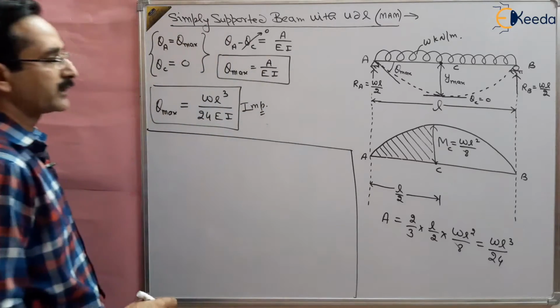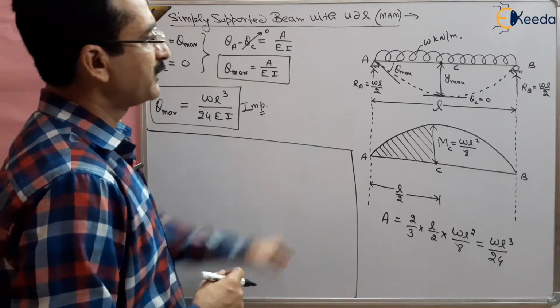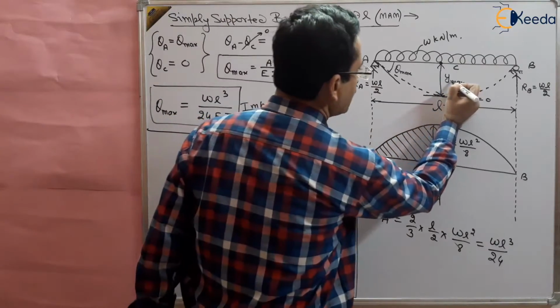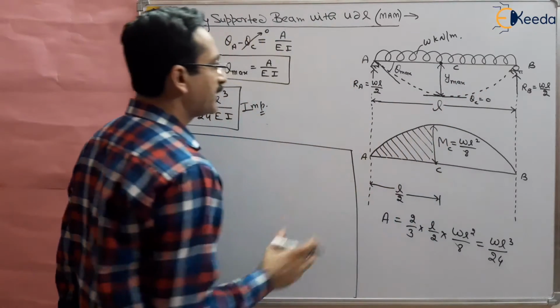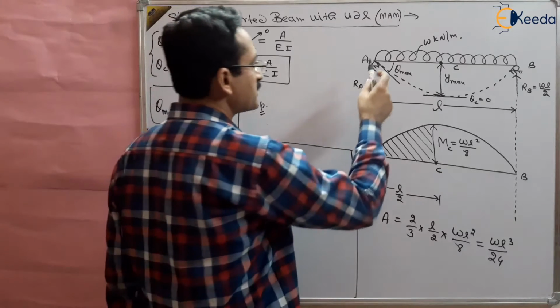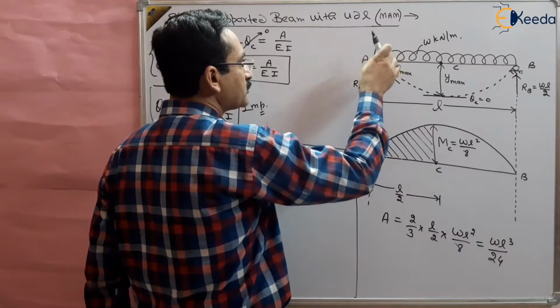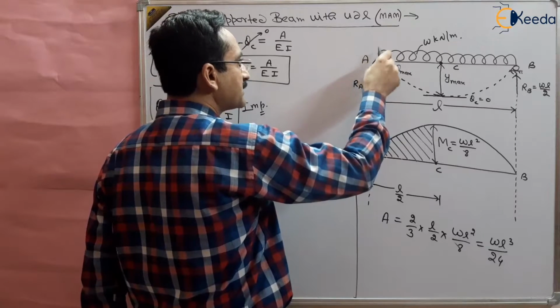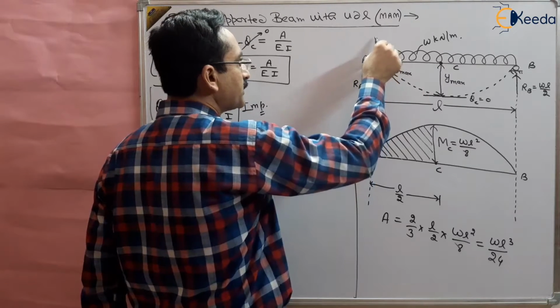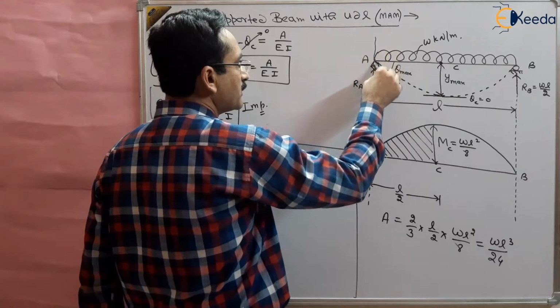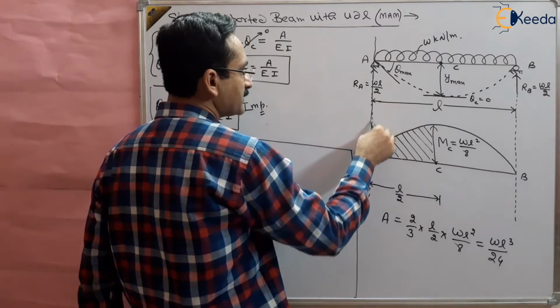Now we want to find out the maximum deflection. Maximum deflection is this y max. If we want to find out the maximum deflection, we have to choose a reference line. Reference lines can be chosen at a point where the slope is maximum. The slope is maximum at A, so it is better to choose the reference line at this point A.